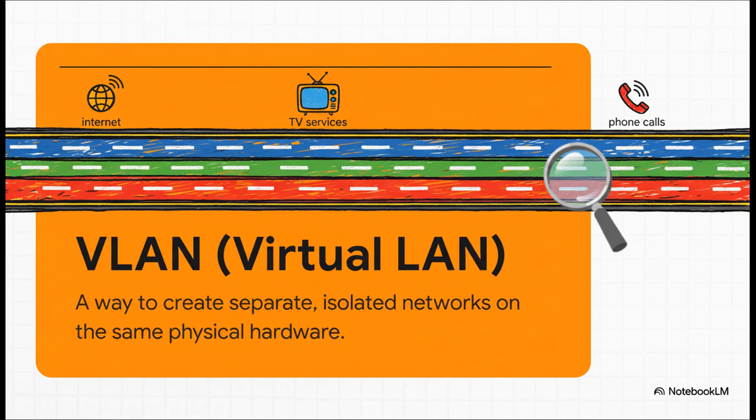So imagine the whole network is one giant physical road. A VLAN lets you basically paint separate lanes on that road for different kinds of traffic. So you can have one lane just for internet, a totally separate one for TV, and another one for phone calls. They're all using the same physical road, but they're completely walled off from each other. It's super secure and really efficient.